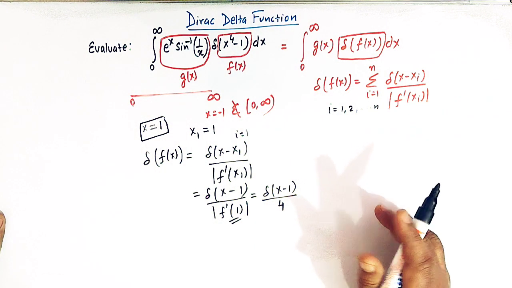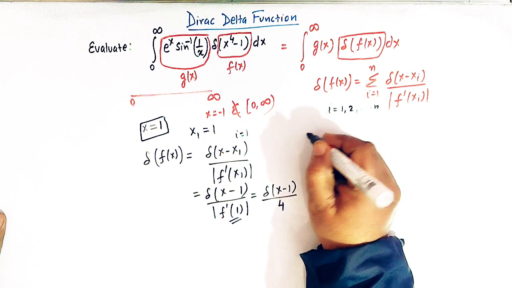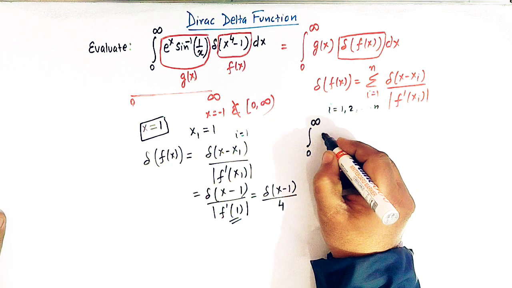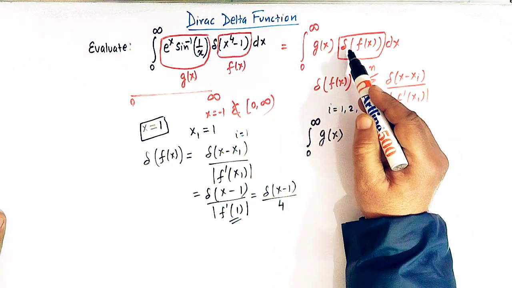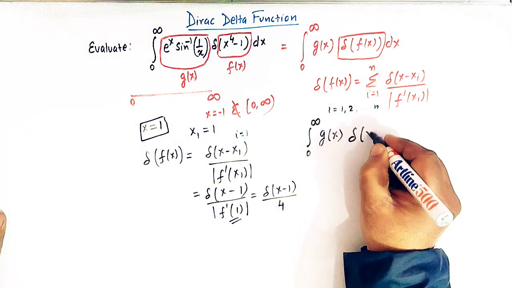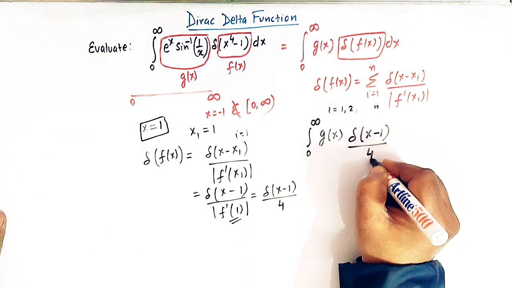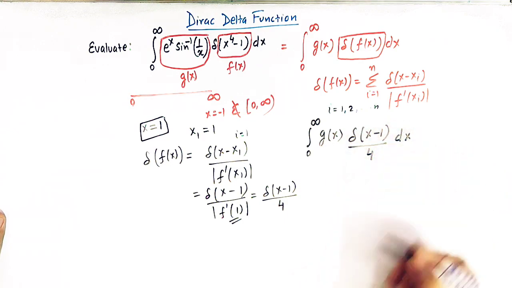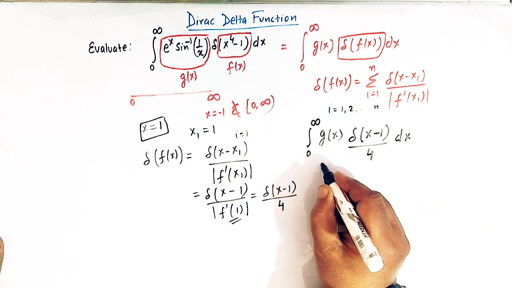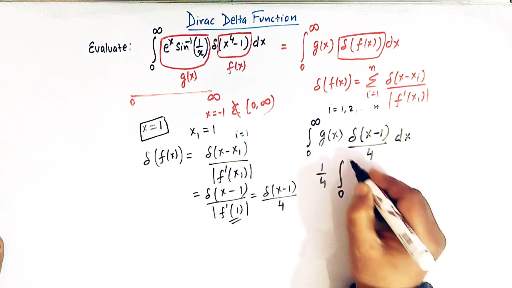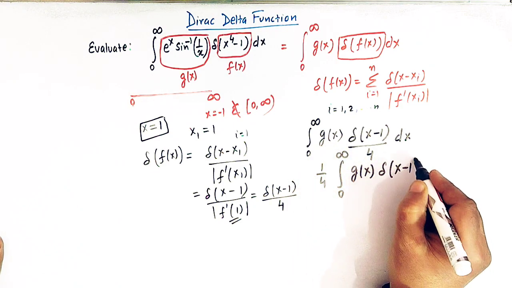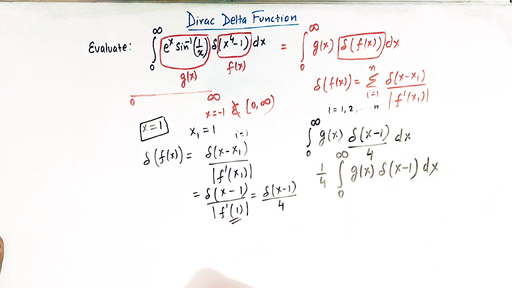So let us now come to our integral. So our integral is now 0 to infinity g of x, and here for delta of f of x, we can now write delta of x minus 1 over 4, and here we have dx. So now we can take 1 over 4 outside the integral. We have 0 to infinity g of x and delta of x minus 1, and here we have dx, right?